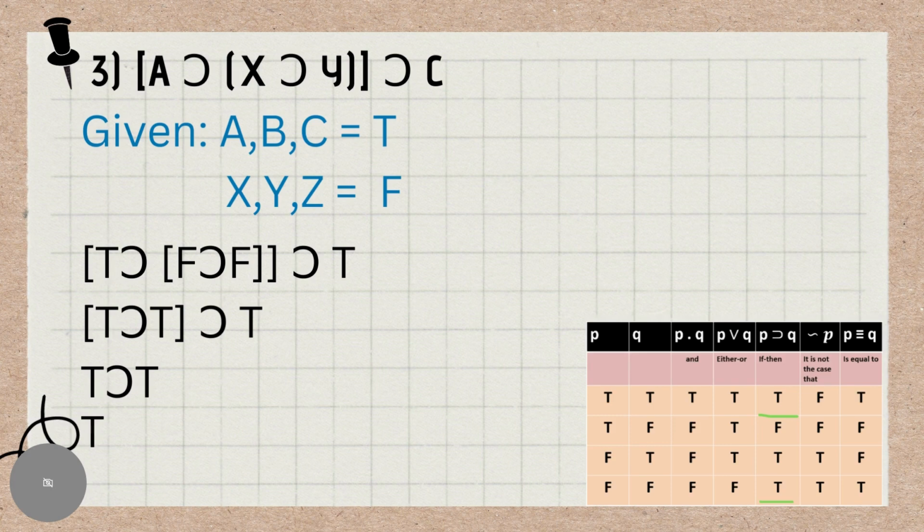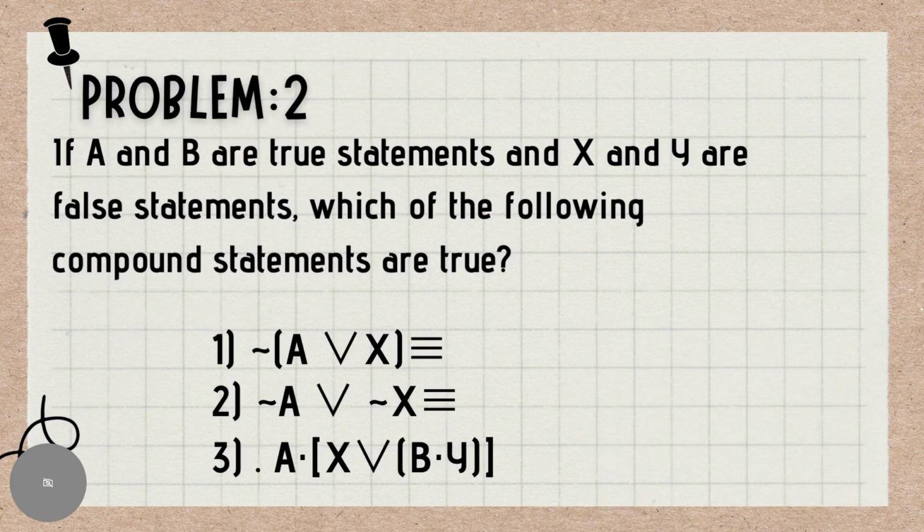So the problem number 2. Problem 2 is: if A and B are true statements and X and Y are false statements, which of the following compound statements are true? As usual, same as problem 1, don't get confused by the biconditional symbol at the end of the argument. We will be following the same steps. Let's get into the first one, that is negation of A disjunction X biconditional.